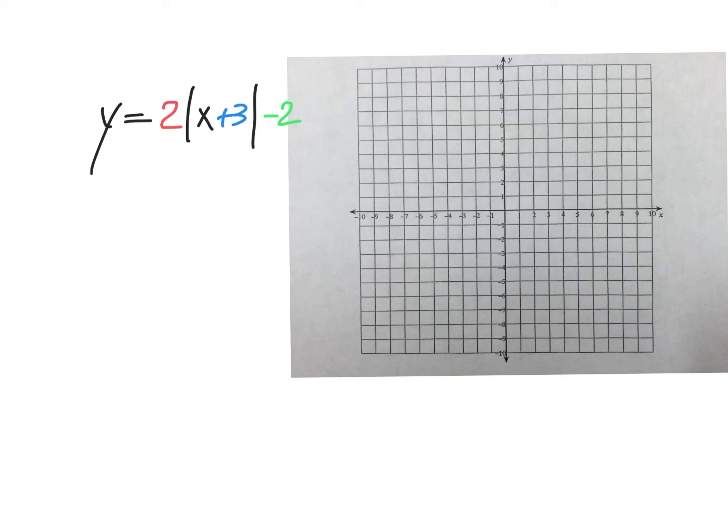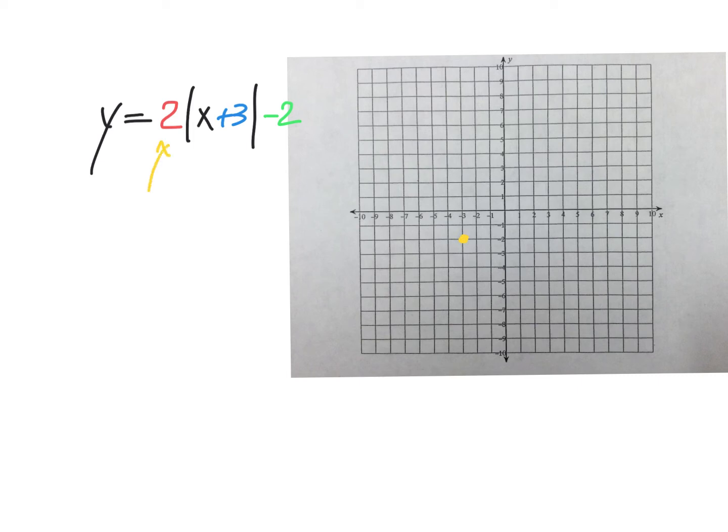First we have to locate our vertex. Again, when it's with the x, it's not what you think. You would think that plus 3 on the x means you move to the right 3, but it's actually the opposite. You move to the left 3. Then, when it's not with the x, it is what you think. This is up and down, so you go down 2. So left 3, down 2. That's going to be my vertex point.